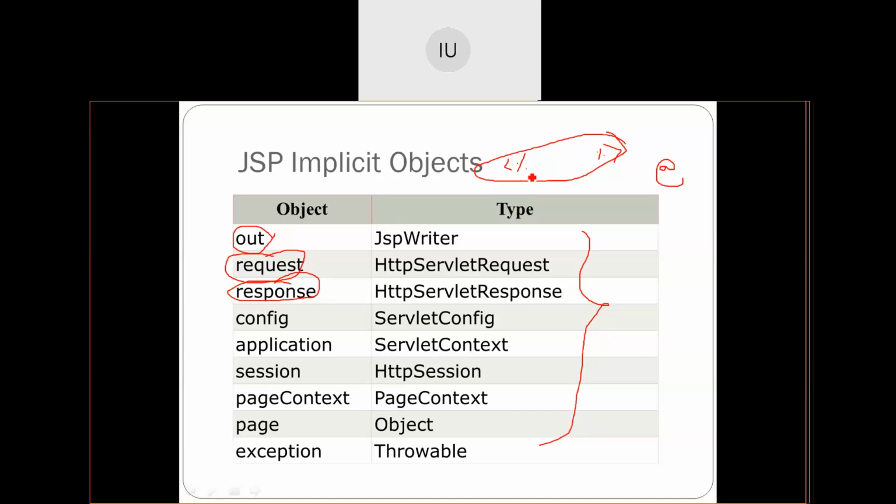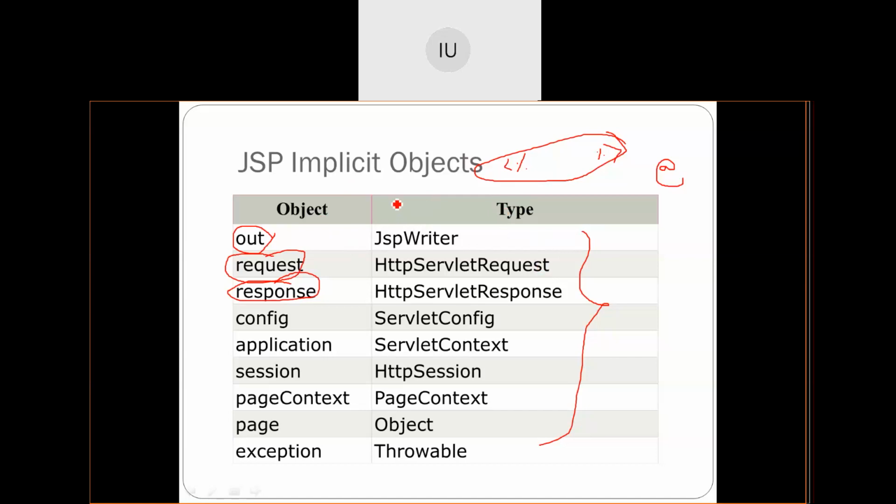But the scriptlet tag supports declaration of a variable but not a function. If you want to define a function and use it wherever you want, definitely you have to include the declaration tag. Okay. Now, these are the different implicit objects that are available in JSP.